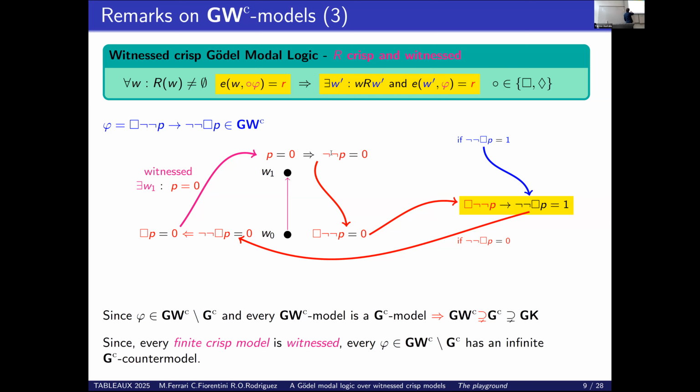formula which belongs to the GWC and does not belong to CC. Since every witnessed model is a crisp model, we have that inclusion. So GWC is a proper subset of CC.